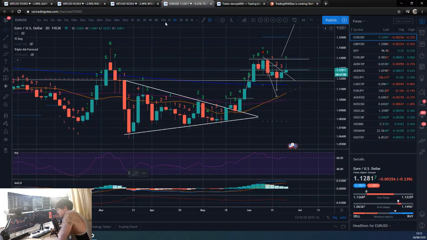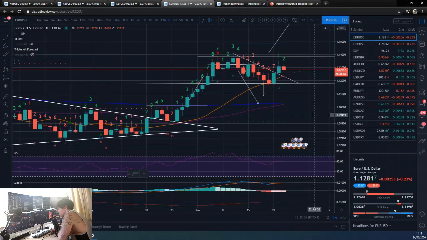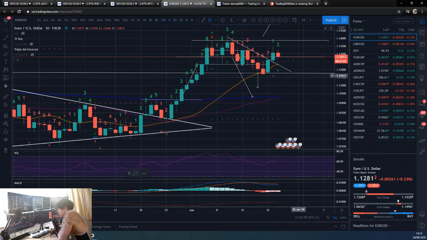Just something that I wanted to look at, because you don't really see it so much on the daily. Well, the price is literally trading exactly at this horizontal, which is why you struggle to see it. But yeah, we're at this horizontal.